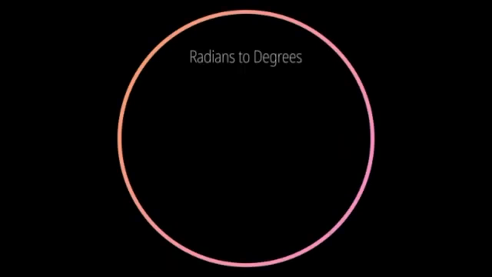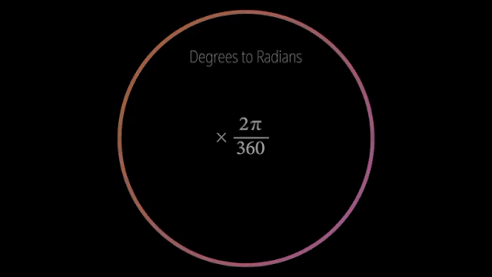To convert between degrees and radians, simply use a full circle of each measurement as a ratio. A circle has 360 degrees, or 2 pi radians. So multiply by 360 over 2 pi to convert from radians to degrees, or multiply by 2 pi over 360 to convert from degrees to radians. Quite a bit of information to take in here.